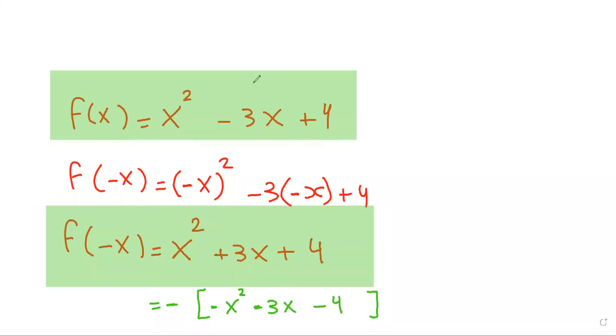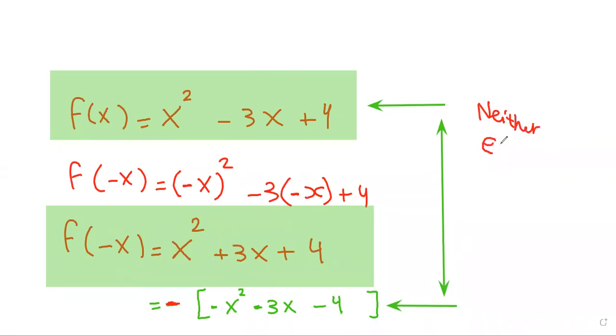Just have a look at them again. Have a look at this function and at this function, and try to look at them well. After taking negative as a factor, are they the same? No. So the function is neither odd nor even. Neither even nor odd. Okay, did you get it?